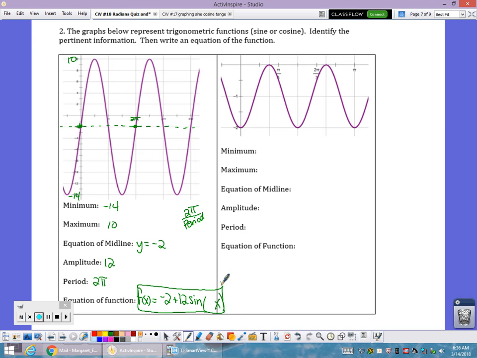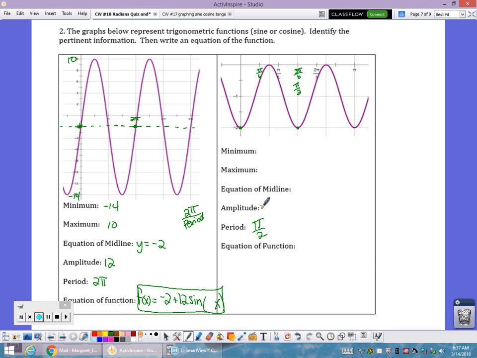All right, let's look at this. So here, let's start at the minimum. One full period, let's see, this is 1 pi over 3, 2 pi over 3. So 1 pi over 3, this would be 1 pi over 6, 2 pi over 6, 3 pi over 6. That reduces to pi over 2. So I see that we've made one full cycle in pi over 2 radians.